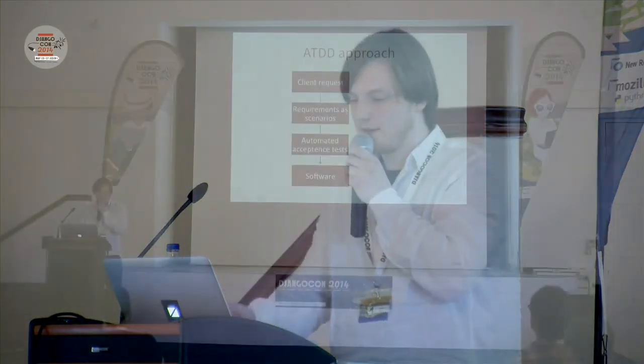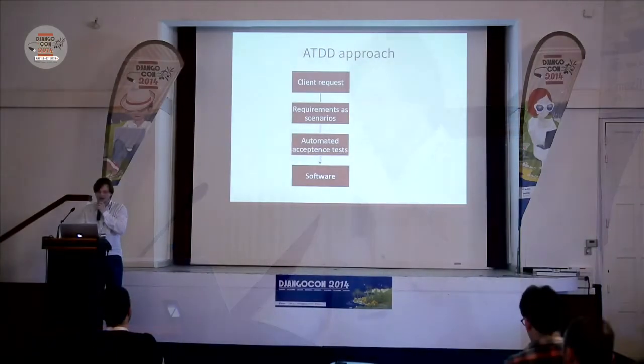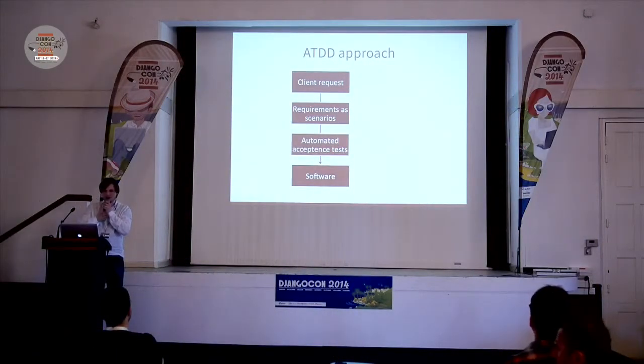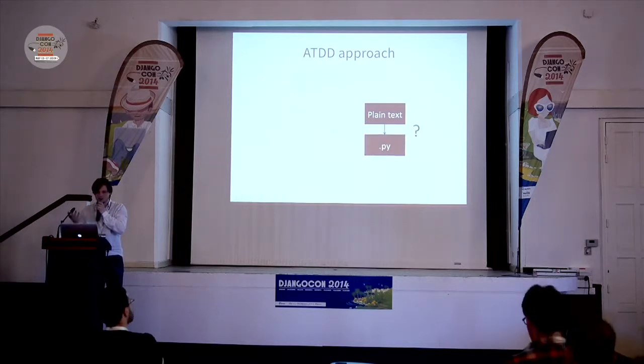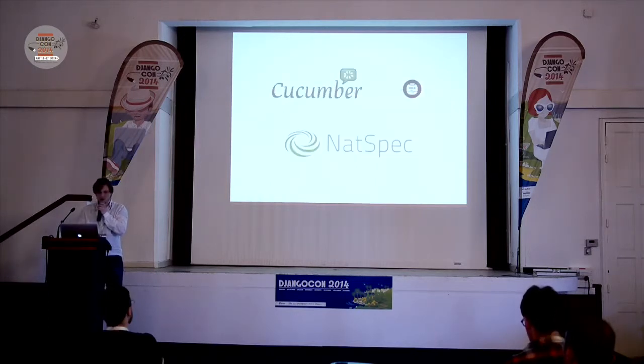in plain text. This is called scenarios, so requirements as scenarios. And now we want to generate from this natural language files automated tests, or runnable executable tests. So how do we get from this plain text to a Python test case? There are many technologies for converting natural language text to test cases, like Cucumber, Robot Framework. And today I will show you a tool called NatSpec.